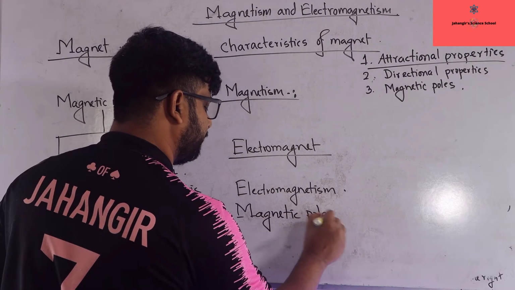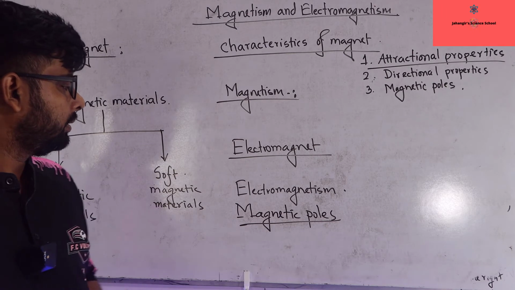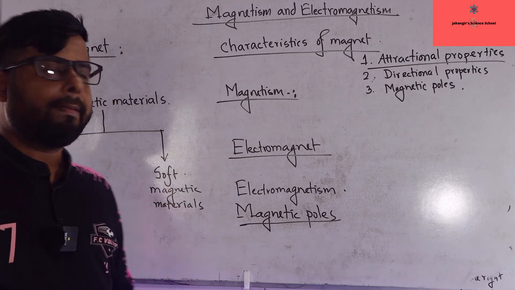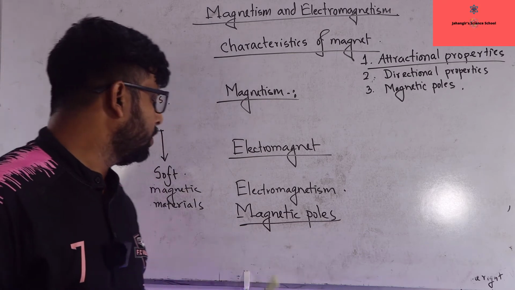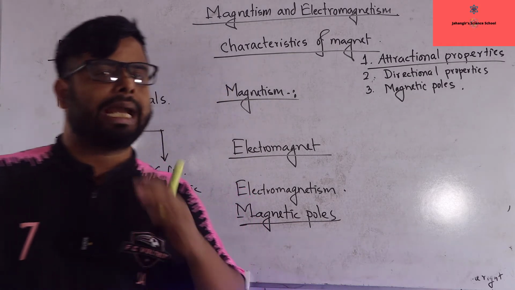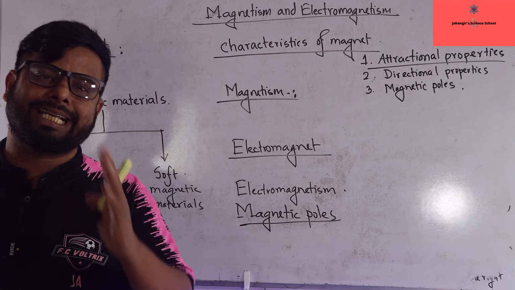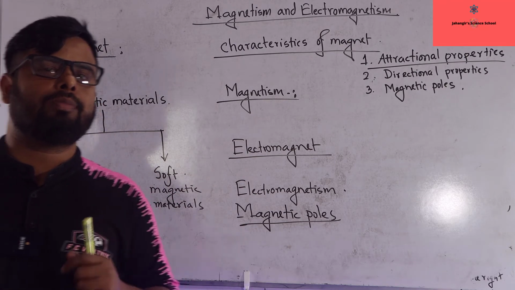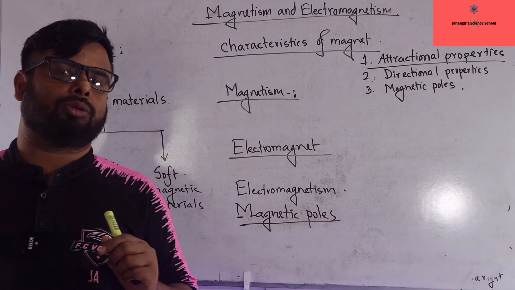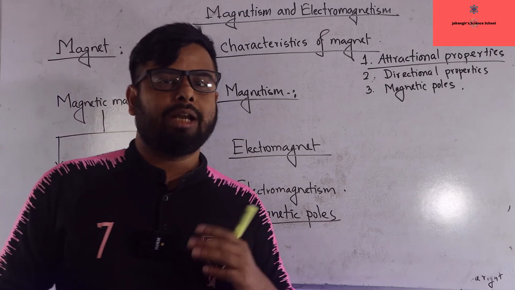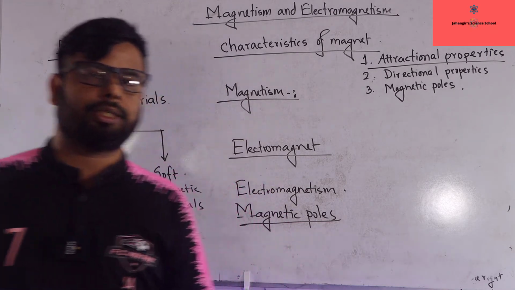Magnetic poles. What is magnetic poles? Every magnet has two poles, north facing pole and south facing pole. So what is the magnetic poles? Magnetic poles are the parts of the magnet that exert the greatest force. Magnetic poles occur in pairs usually called north and south. So iron filings are attracted mostly to the poles of the magnet.